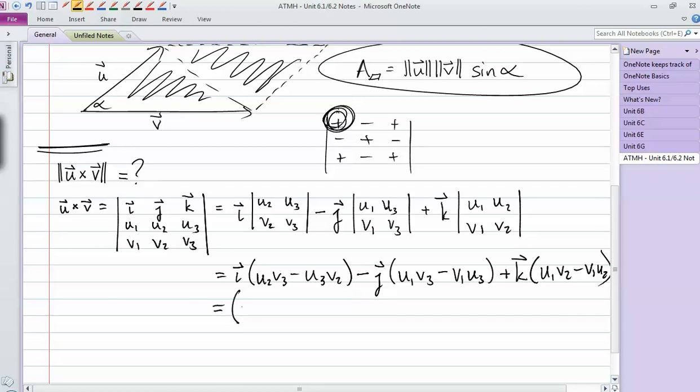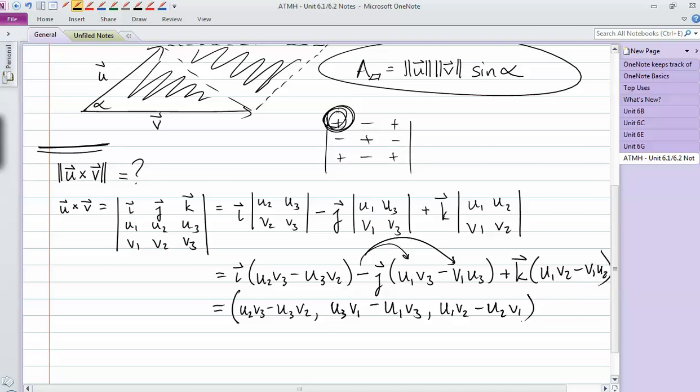The i component, the x component, is u2 v3 minus u3 v2. The y component is the opposite of what's in the parentheses here, so it's v1 u3. Actually, let me put the u's first just to be consistent. So u3 v1 minus u1 v3 if I distribute this negative here. And then the z component is u1 v2 minus u2 v1 if I put the u's before the v's.